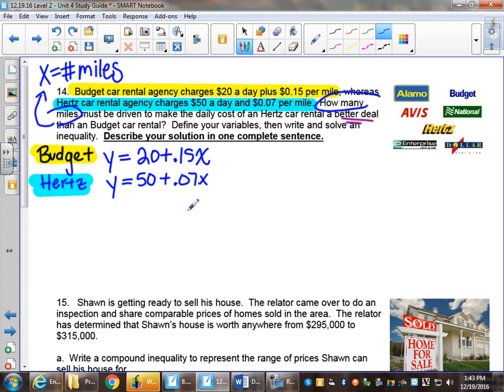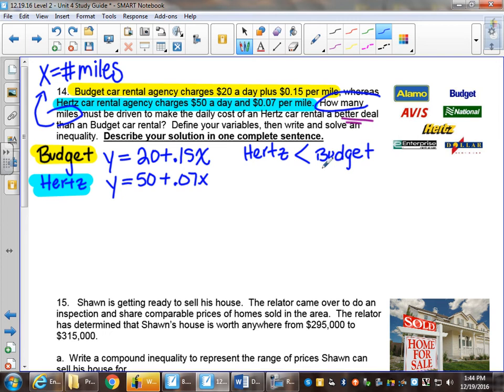So we've got our two equations, but we're definitely not done yet, because we haven't actually answered this question of which is better. The next most valuable step, which I find most of you skip, so please don't, is writing that word inequality. That comes from the question. It says, when is Hertz better? For Hertz to be better means when is Hertz less than budget. For something to be a better deal when it comes to money, it means it costs you less.